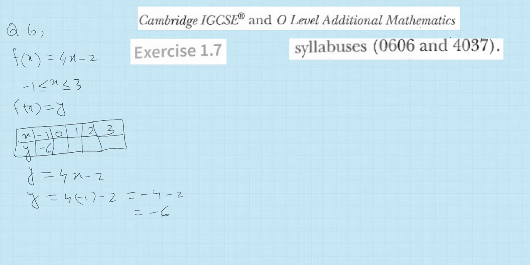Now I am not showing all the working. Now I am going to put x is 0. So 4 into 0 is 0. 0 minus 2 is minus 2. So the second value is minus 2. So when the value of x is 0, then the value of y is minus 2. Now put x 1, 4 1 is 4, 4 minus 2 is 2. Then put 2, 4 2 is 8, 8 minus 2 is 6. Now put 3, 4 3 is 12, 12 minus 2 is 10.